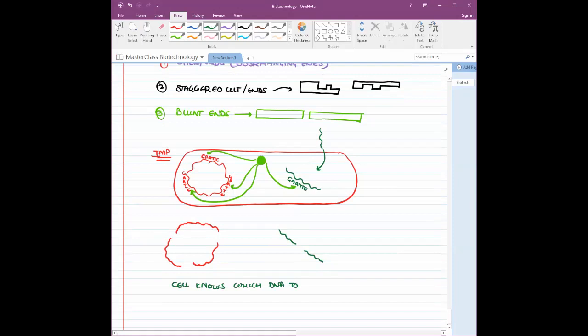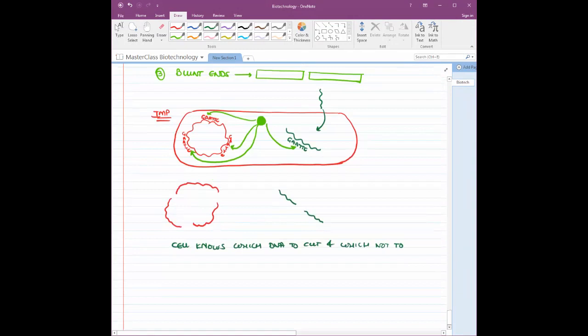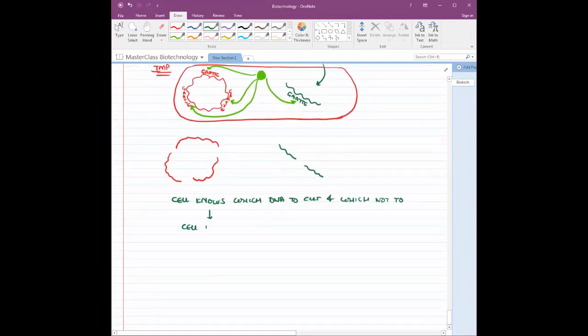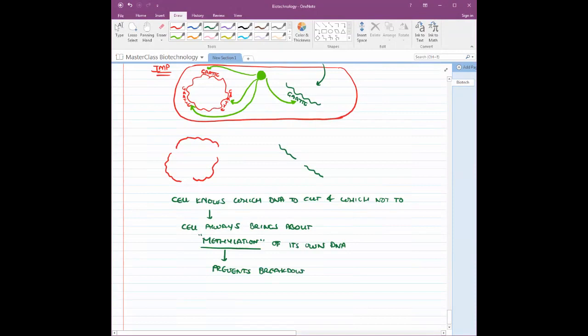DNA to cut and which not to. Okay, so there should be some mechanism. And how is this? The cell always brings about methylation of its own DNA. Okay, and this, it prevents the breakdown by its own restriction endonuclease.